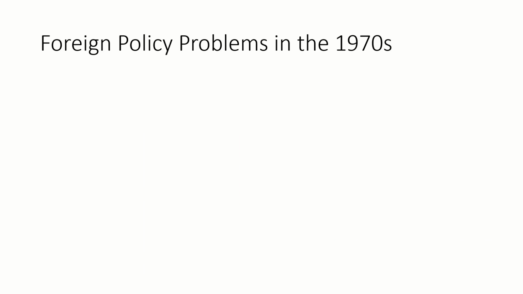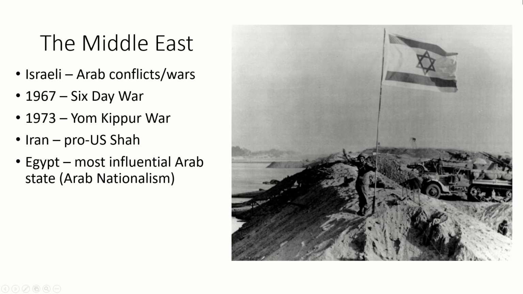Unfortunately for President Ford, new foreign policy problems outside of the Soviet Union are going to crop up in the 1970s. And so it's in the 1970s that the Middle East starts becoming a major concern for the United States. The new state of Israel, having several major conflicts with the Arab nations around it, is going to put America in the position of being seen as supporting Israel over the Arab nations.